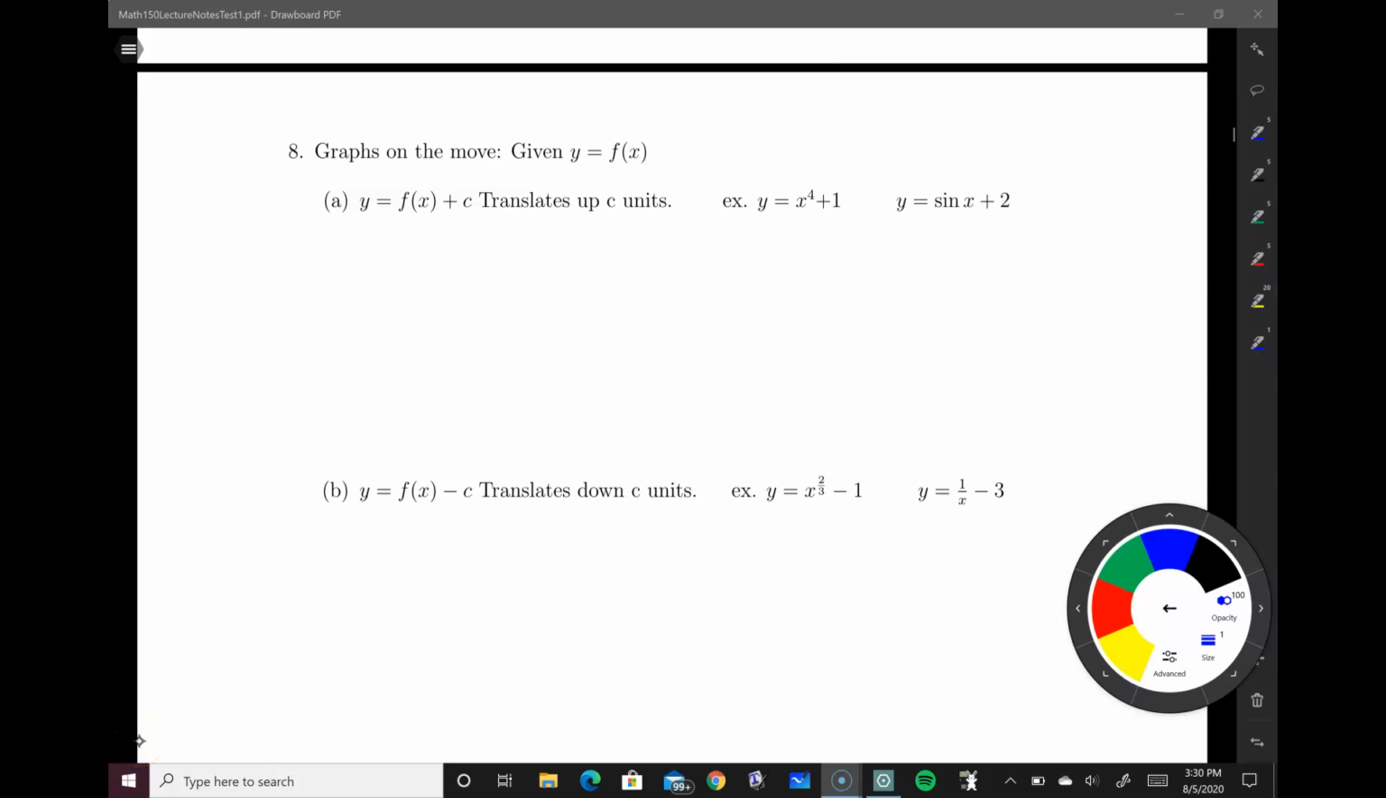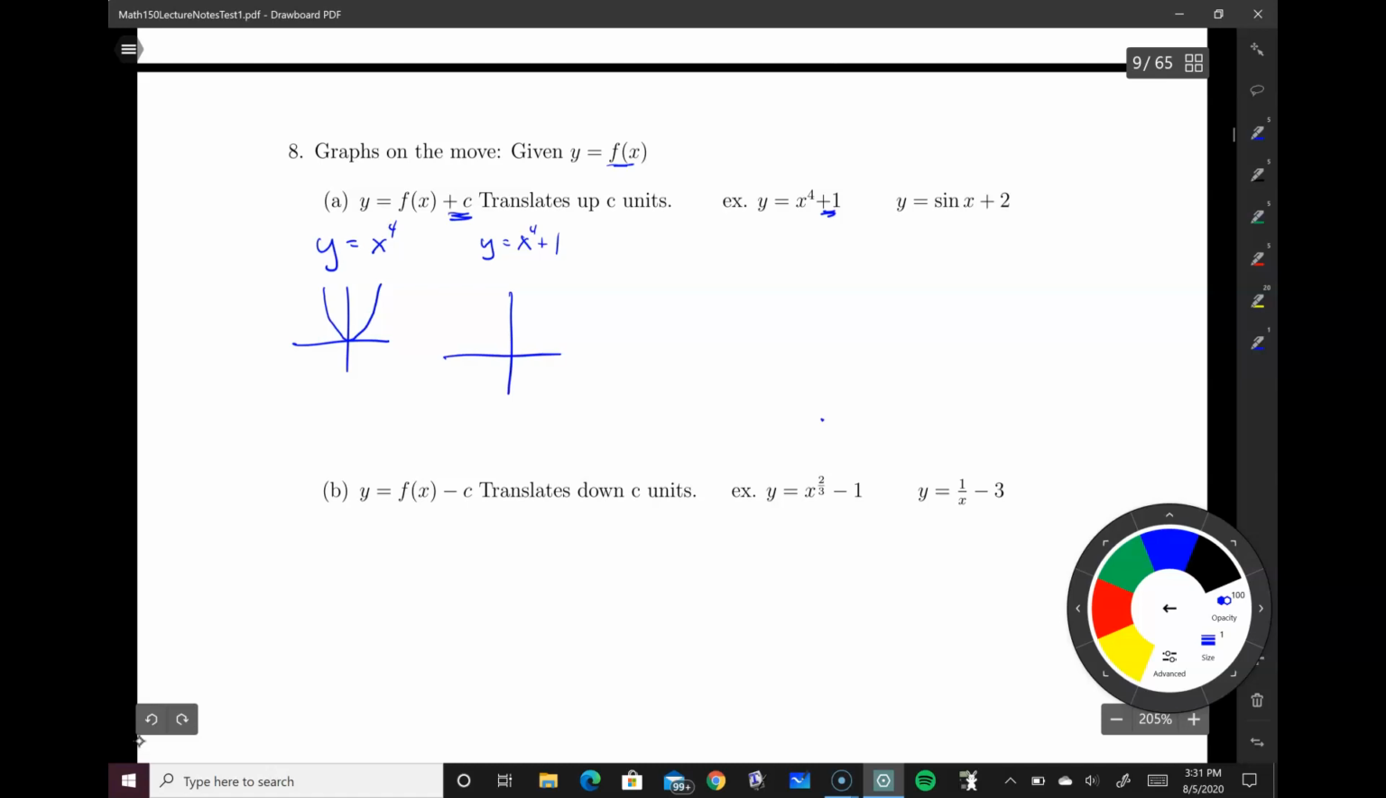All right, it's going to be important for us to get quick sketches of graphs. So let's find out what the change is if I take a function and add c to it. Like this, if I know the graph of y equals x to the fourth is basically like a parabola, then y equals x to the fourth plus 1 will shift it up by 1.